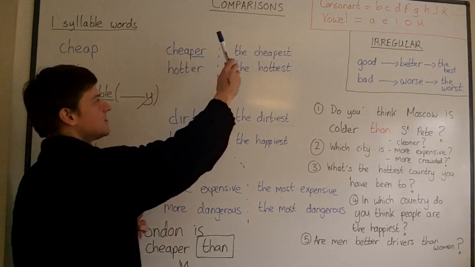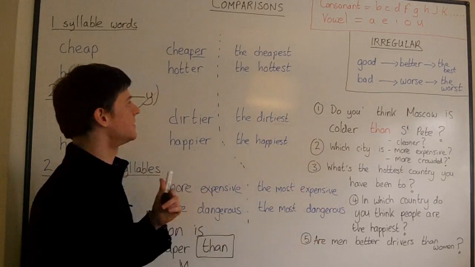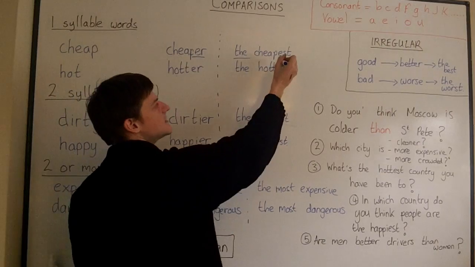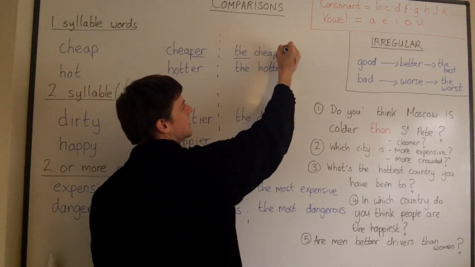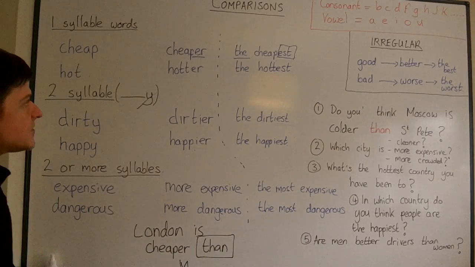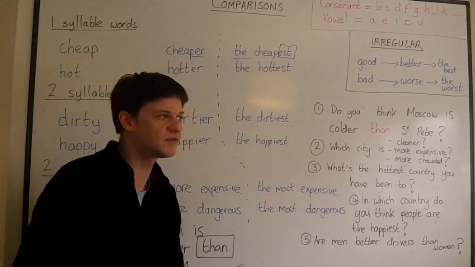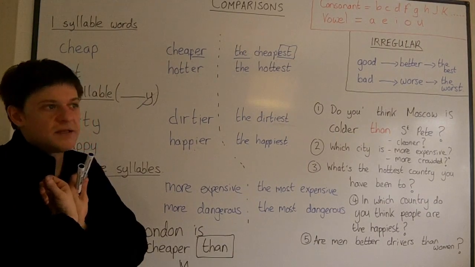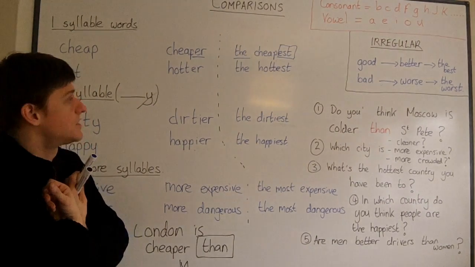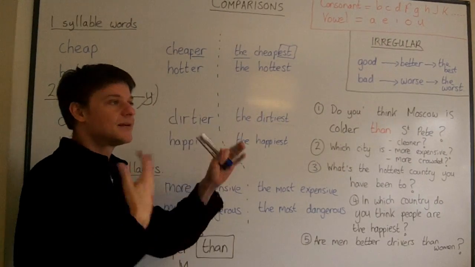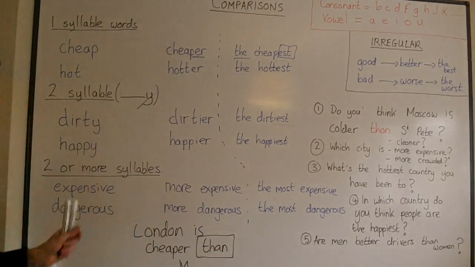But if you want to say самый дешевый, you need to use the and you need to add est on the end of the word. So the biggest, the smallest, the cheapest, the hottest. So for example, the hottest country I have been to is Egypt. Okay? So that's how you make it самый, the biggest, the smallest, the cheapest.